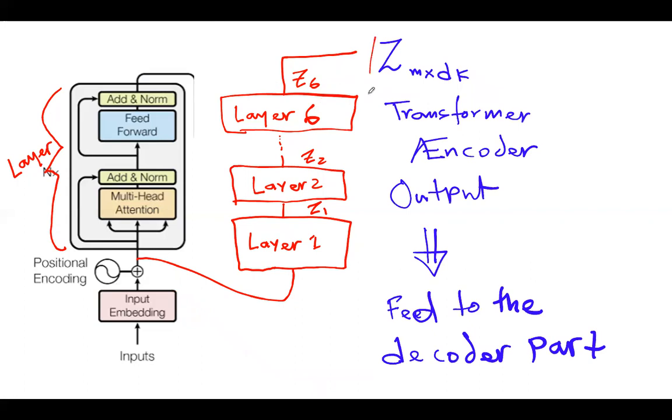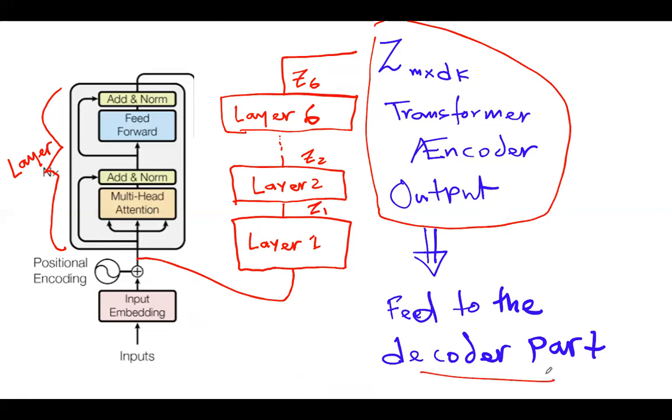So this is the output of a transformer encoder, right? And once we have the output from a transformer encoder, what do we do? The next part is the decoder part. We feed this final Z6 to the decoder part, and the decoder part will need me to create a separate video, and then we can try to understand that part and the interaction between encoder and decoder in further detail.